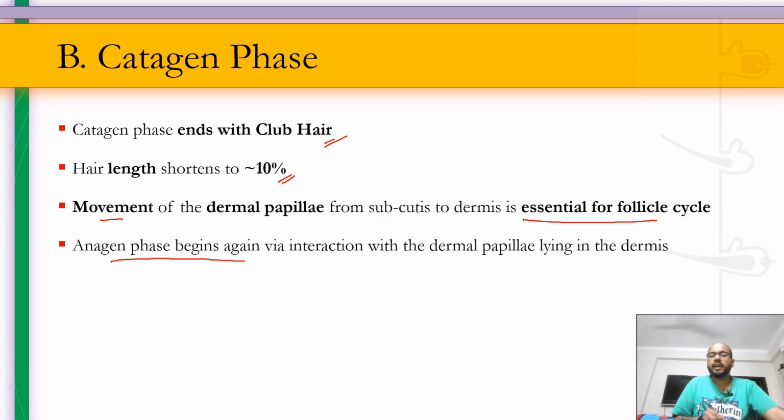Anagen phase will begin again via interaction with the dermal papilla lying in the dermis. So the same thing that I said, that the dermal papilla is pulled upwards by retracting hair, and this pulling upward is necessary because when the hair will enter again in anagen phase, it requires its interaction with dermal papilla. If you remember the stages when we were discussing anagen phase, the cycle starts with the dermal papilla stimulating the hair bulb above, and it can only stimulate the hair bulb above when it is near to the hair bulb. If it is far off, it will not be able to stimulate and the hair will be lost forever. Let's move forward.